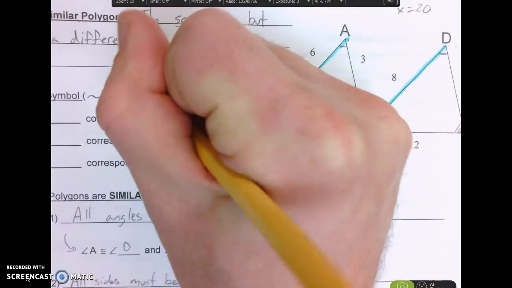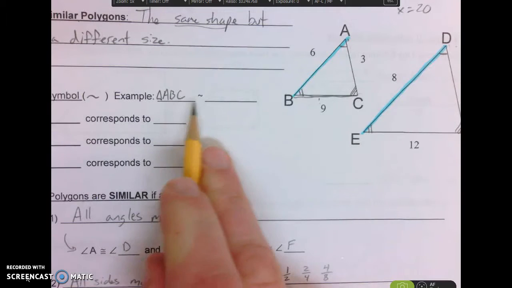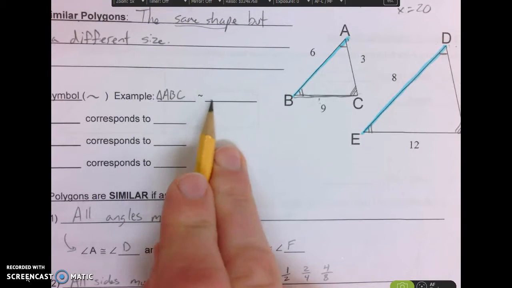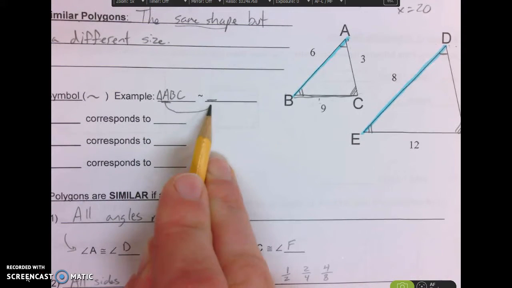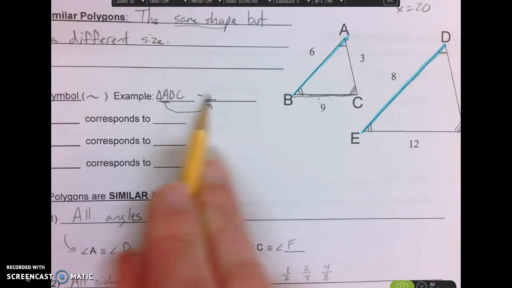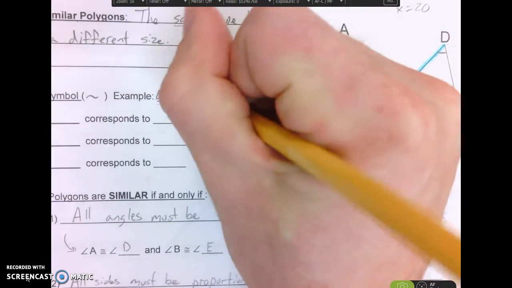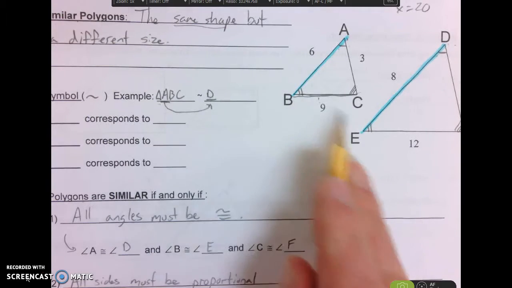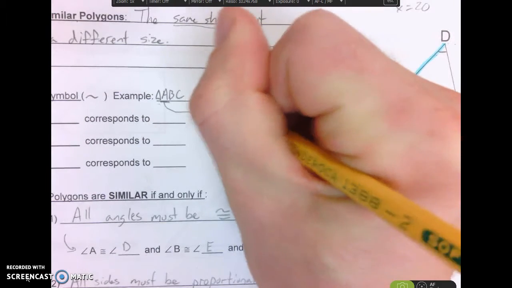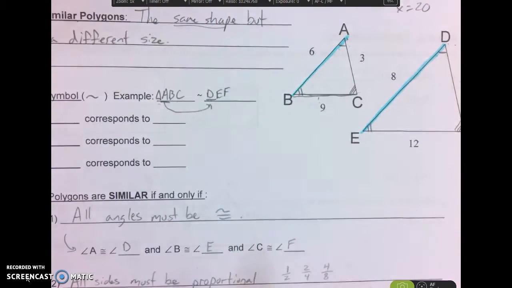So we're going to say triangle ABC is similar to, now whatever I list first has to be equal to angle A. So I look here, angle A goes with D. So we're going to put D here. And then angle B has two tick marks here, goes with E. And then C goes with F. It has to be in that order.